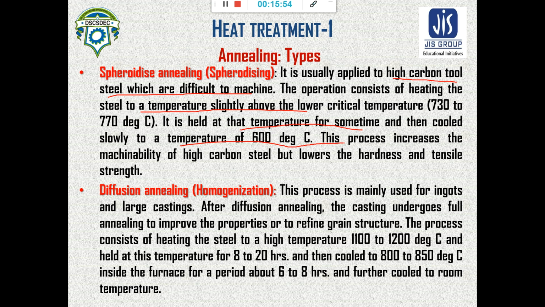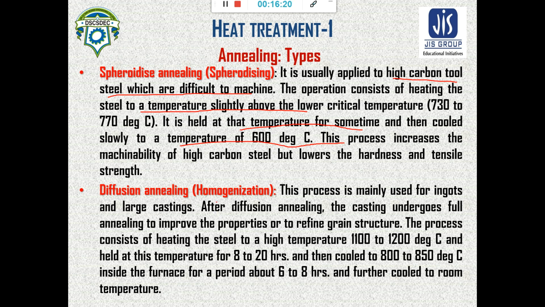By this spheroidizing process, the machinability of high carbon steel can be increased, but it lowers the hardness and tensile strength of the high carbon tool steel. So in this process, the machinability of the high carbon tool steel is increased.